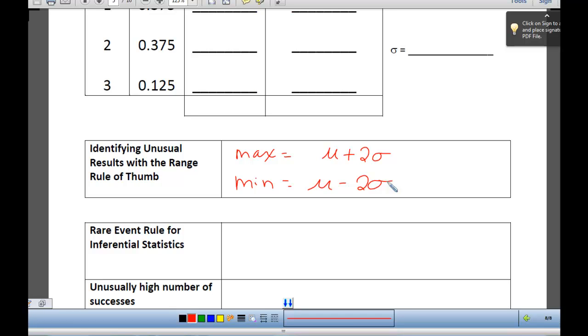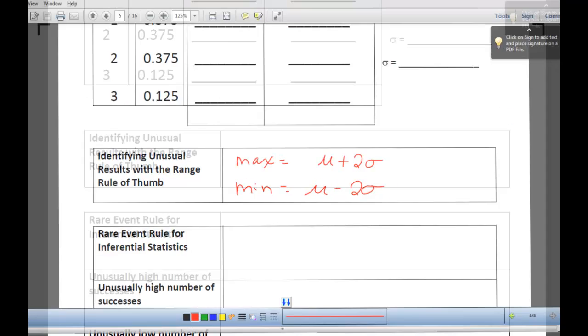Okay, the rare event rule for inferential statistics. Remember, we said that we consider an event to be unusual when it has a probability that's less than what? 0.05. Very good. So that's going to be our guideline to say that something is usual or unusual when it's less than 0.05. All right, very good. What else do we have here?